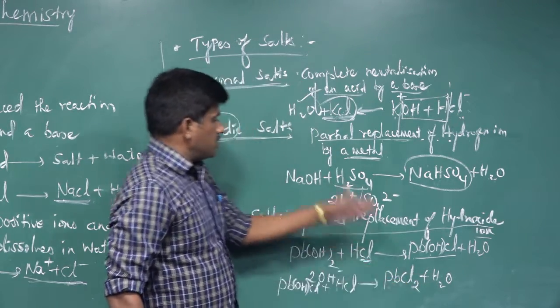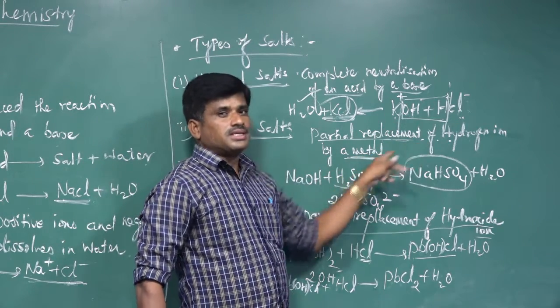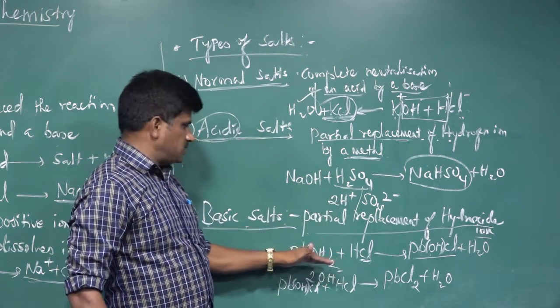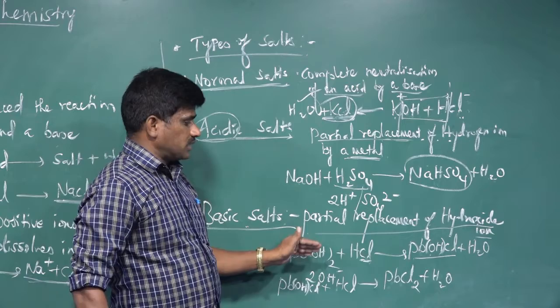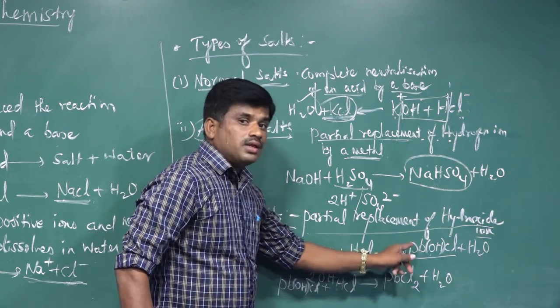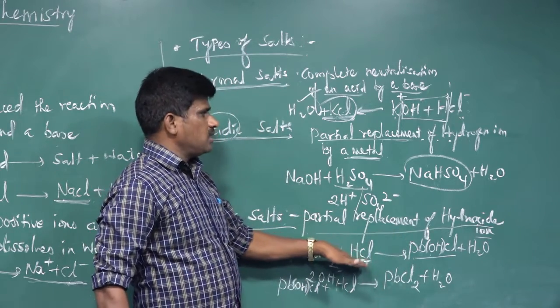This does not happen in acidic salt. It cannot be further replaced, it cannot react with the acid. But this reaction only takes place in basic salt, you could understand. A normal salt is obtained only when the basic salt further reacts with acid. These things you should understand.